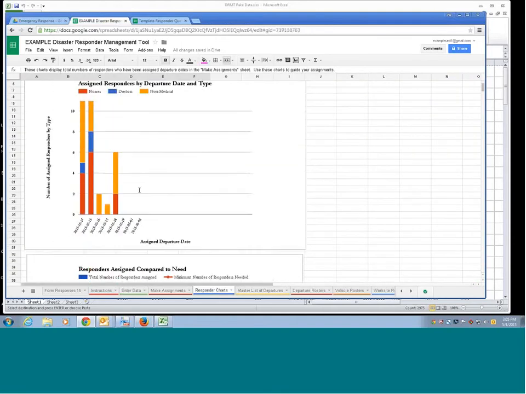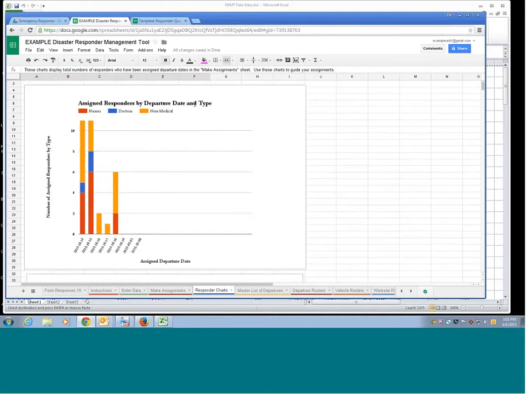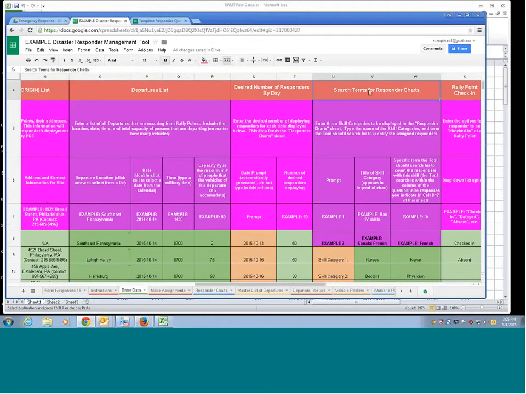Now this chart, the assigned responders by departure date and type, is very changeable. So let's say you don't want to look at nurses, doctors, and non-medical. You want to look at people who can place IVs. You want to look at people who speak French, and you want to look at licensed social workers. Well, you can change that in the enter data. So you find search terms for responder charts.